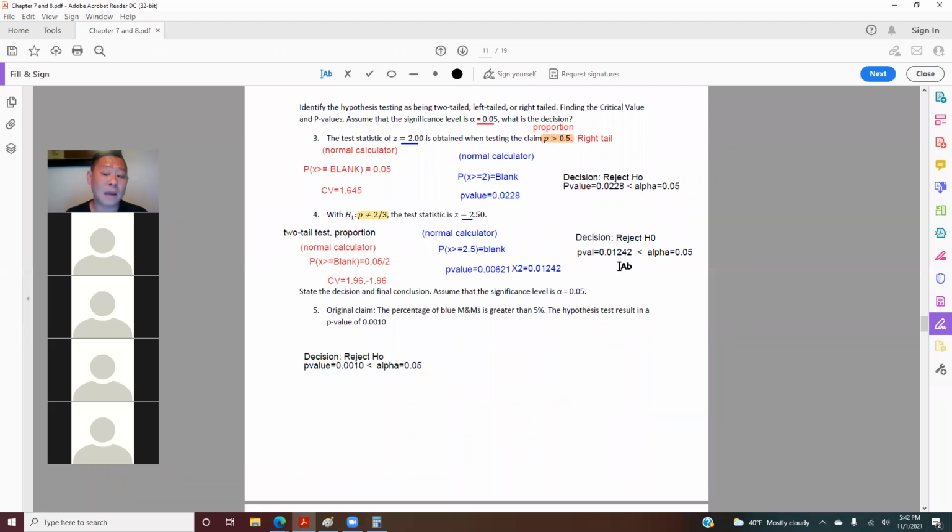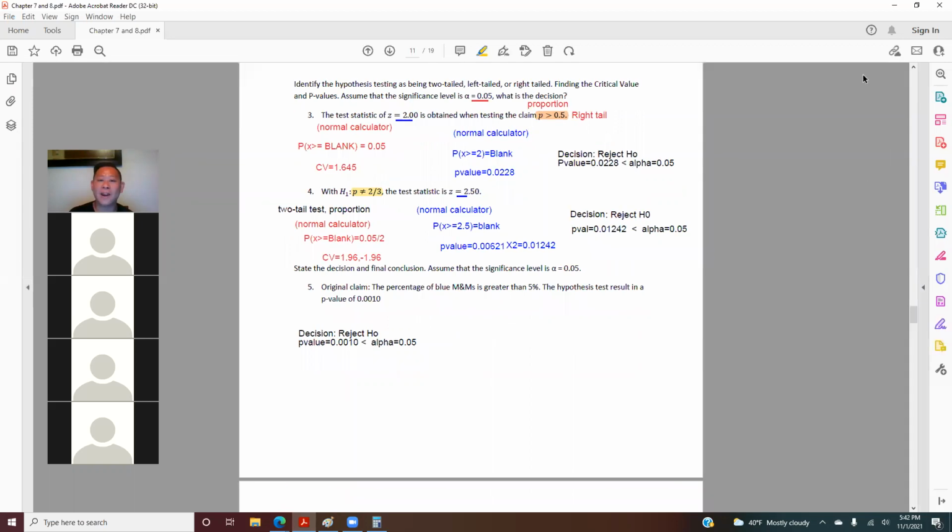So you find out that in the majority of them, the p-value is less than alpha, but it's not always the case. Okay, so you can have a p-value that is greater than alpha, then you will fail to reject H0. Okay, so this is the decision that we have.